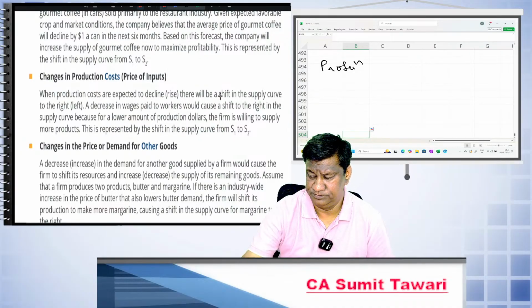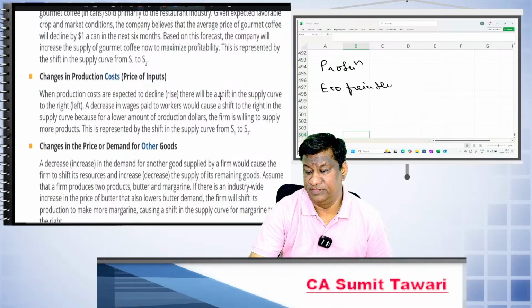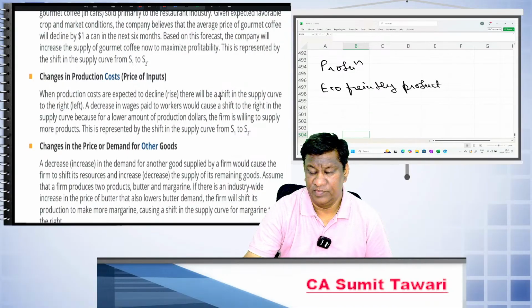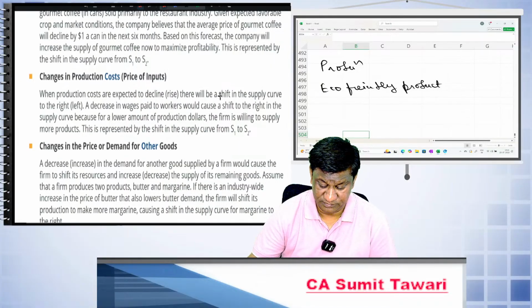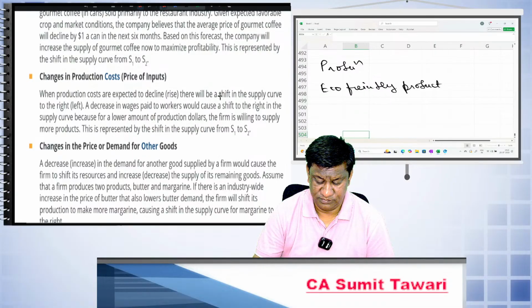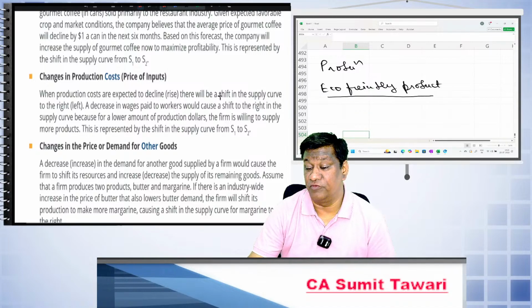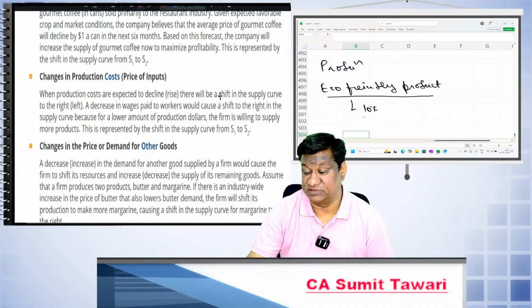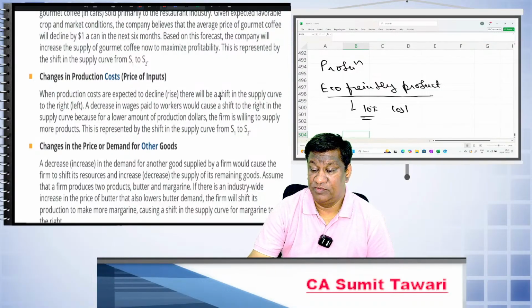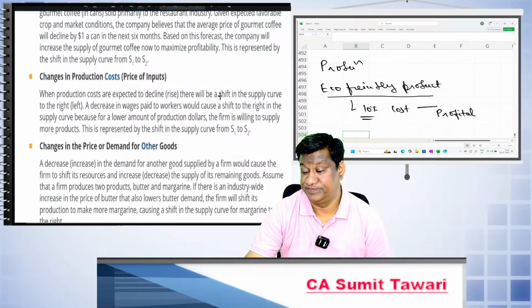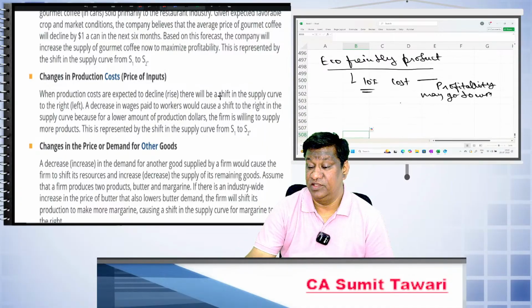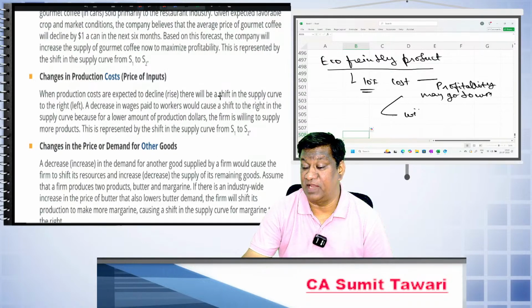Will eco-friendly products come under the cost, sir? Eco-friendly product. Okay, how are you going to manage? If you go with the eco-friendly product, you need to increase your prices by 10% because of cost. If you increase the prices by 10%, that means your profitability may go down. If the profitability goes down, you are not willing to supply more.